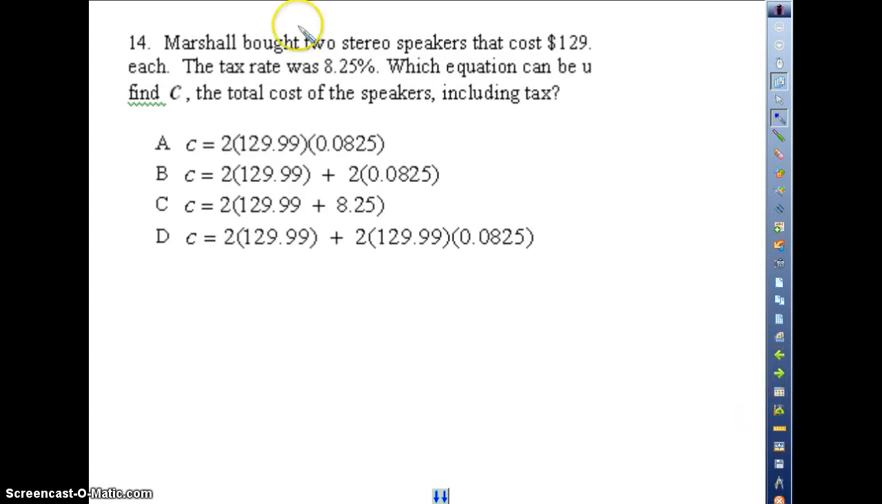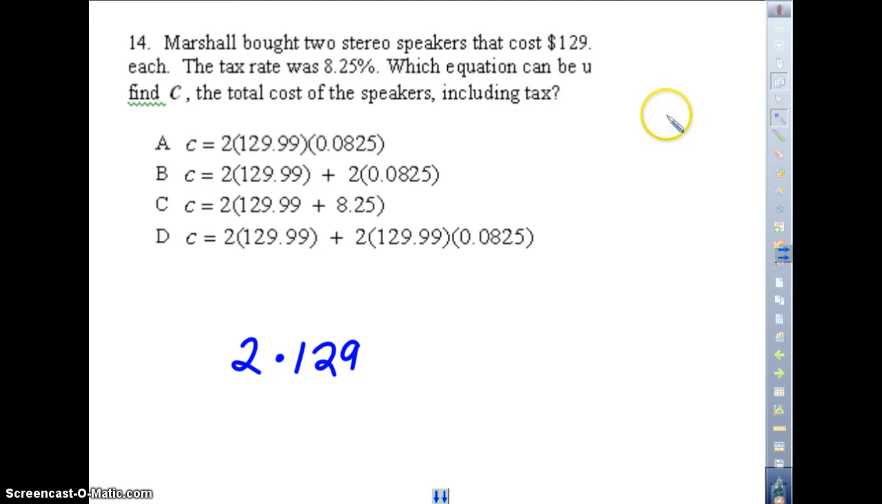14. Marshall bought 2 stereo speakers that cost $129 each. If I'm going to buy 2 speakers that cost $129 each, I know I'm going to take $129 and multiply it by 2. The tax rate was 8.25%. Which equation can be used to find C, the total cost of the speakers including tax?